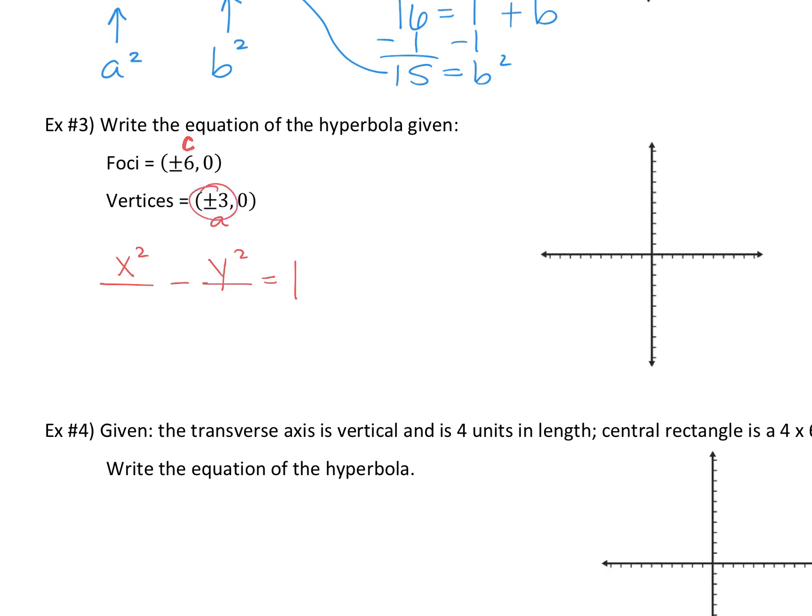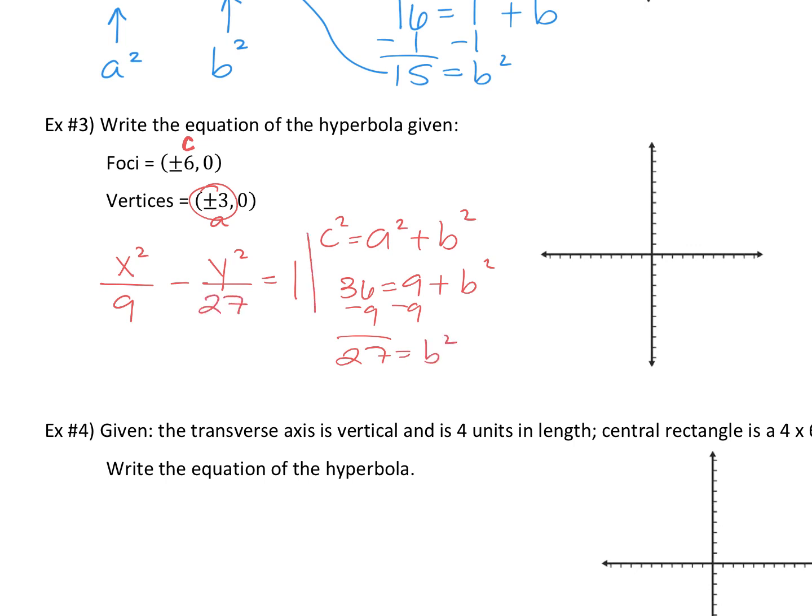A squared, did you figure it out, Nathan? Should be 9. So it's A squared plus B squared, that is equal to your C squared value. C squared is 36. A squared is 9 plus B squared, so take away that 9. So B squared is 27. That's what goes here. And that is your answer.